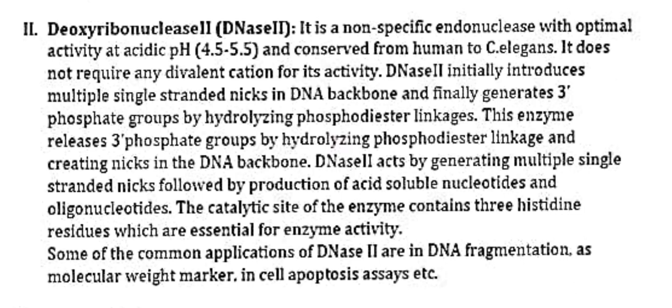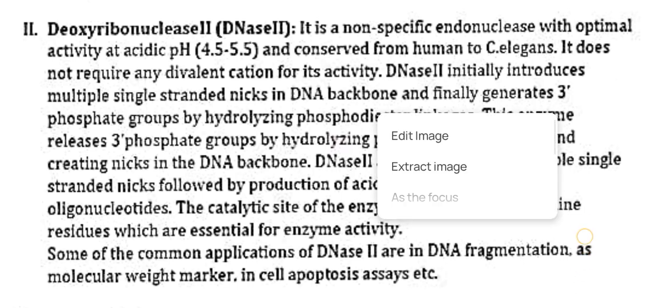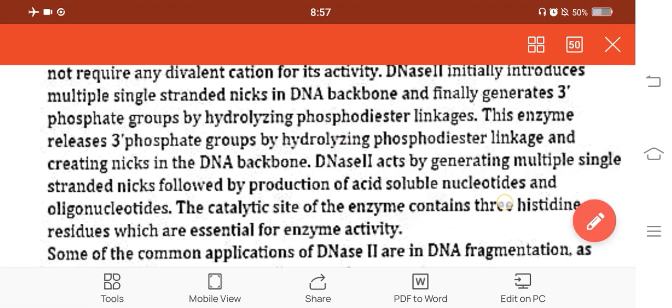DNase 2 acts by generating multiple single-stranded nicks, followed by production of acid-soluble nucleotides and oligonucleotides. The catalytic site of the enzyme contains 3 histidine residues which are essential for enzyme activity. Some of the common applications of DNase 2 are in DNA fragmentation as molecular weight marker in cell apoptosis assays, etc.